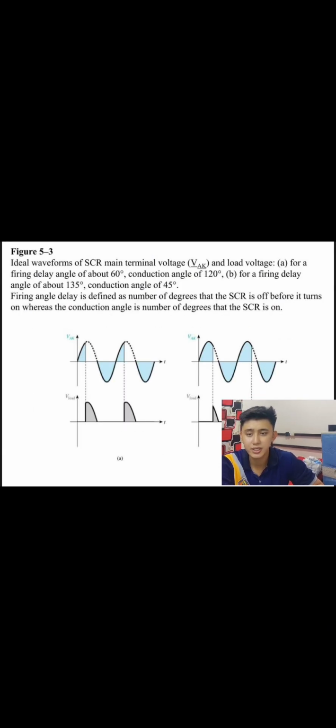In figure 5.3, ideal waveforms of SCR main terminal voltage and load voltage. First, for a firing delay angle of about 60, the conduction angle is 120. For a firing delay angle of 135, the conduction angle must be 45. Firing delay angle is defined as the number of degrees that the SCR is off before it's turned on, whereas the conduction angle is the number of degrees that the SCR is on. Next slide.